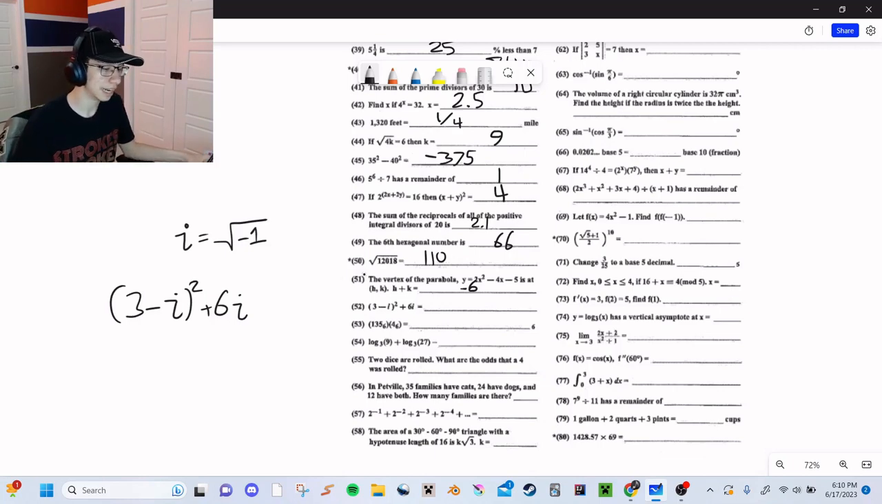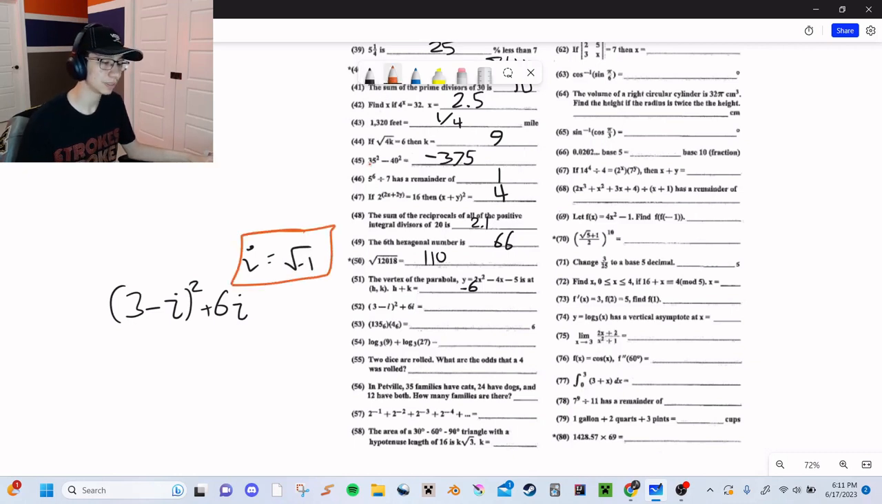If I did i squared, that would be negative 1. If I did i to the third, that would be negative i, because it would be negative 1 times i. If I did i to the fourth, it would be 1, and i to the fifth, it loops around again. It's the same as i, because it would be like 1 times i. So i is the square root of negative 1. I'm going to just put it here in case you guys forget. Big box. i is equal to the square root of negative 1.